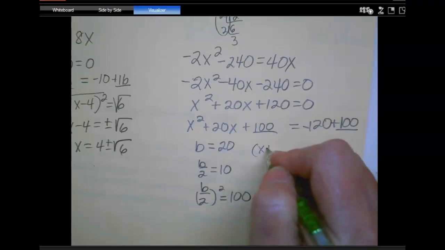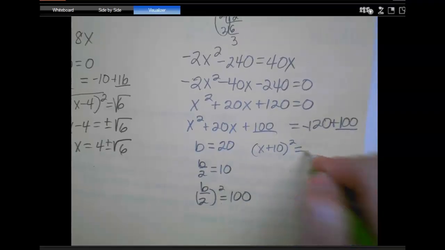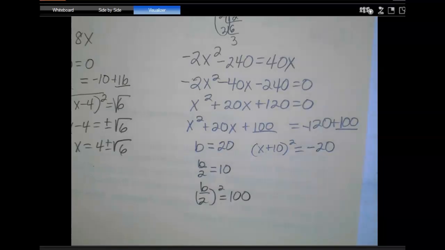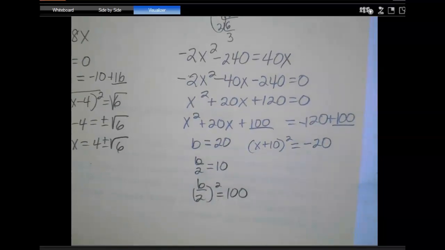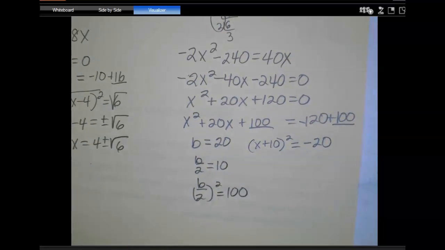I'm going to get (x + 10)^2 equals -20, because -120 plus 100 is -20. Okay, any other questions about the math before I move on?